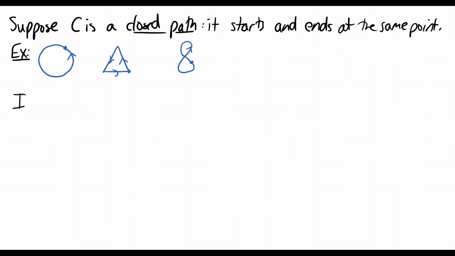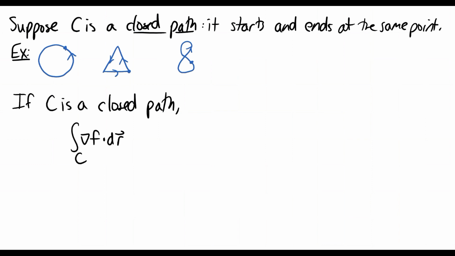What would happen if we compute the line integral of the gradient of f for a closed path C? Well, the fundamental theorem of line integrals says that you compute f of b minus f of a, where b and a are the endpoints of C. But in this case, the endpoints of C are the same, so f of b minus f of a would equal 0.